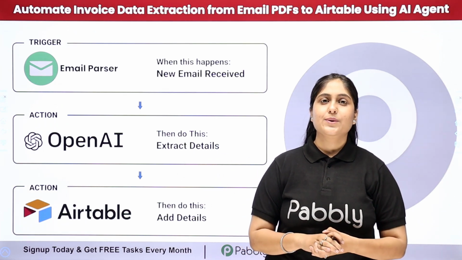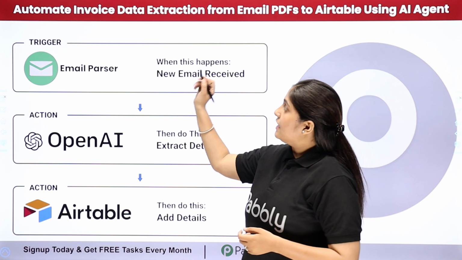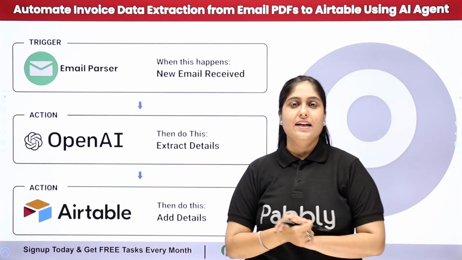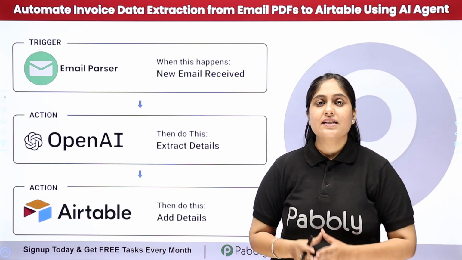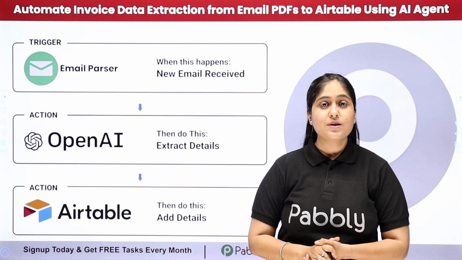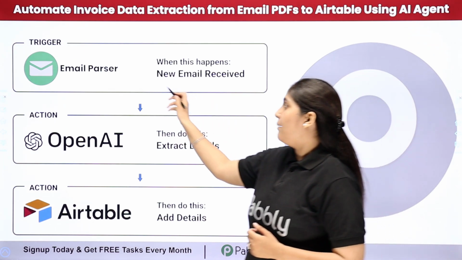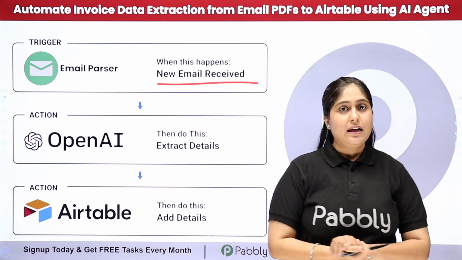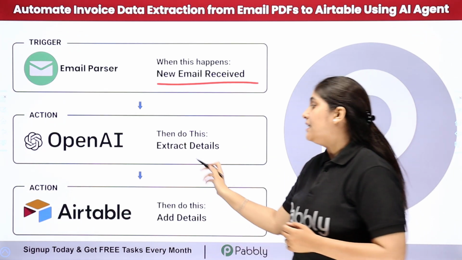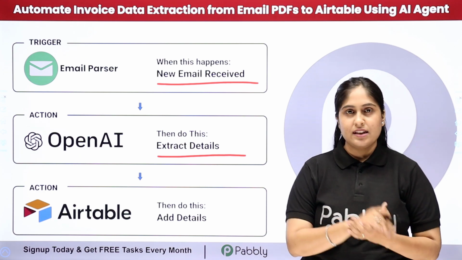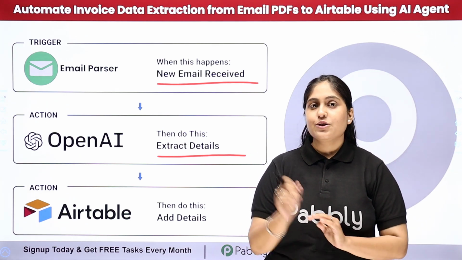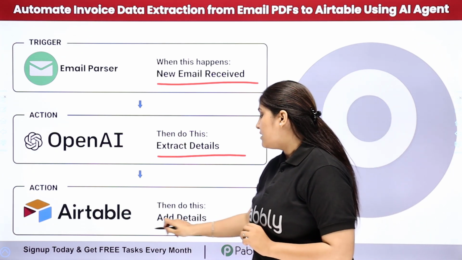In this video, we are going to understand how to automate invoice data extraction from email PDFs to Airtable using an AI agent. So here my objective is that whenever my team mails me a new invoice on my Gmail account, then using Email Parser by Pabbly, I want to receive the mail, and after receiving the mail details, I want OpenAI to extract the details from that invoice PDF, and after extracting the details, automatically that detail should be added over here in my Airtable as a new row.